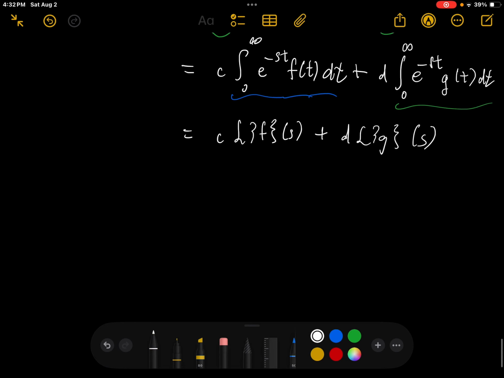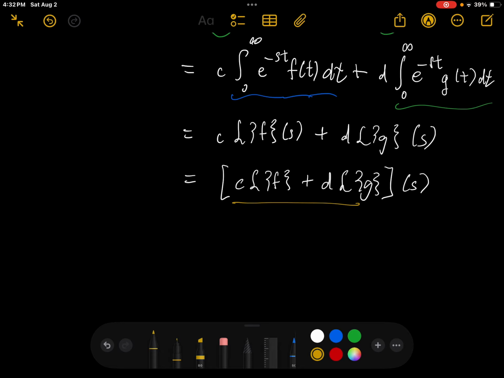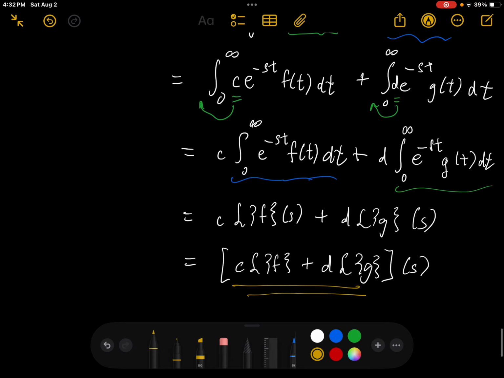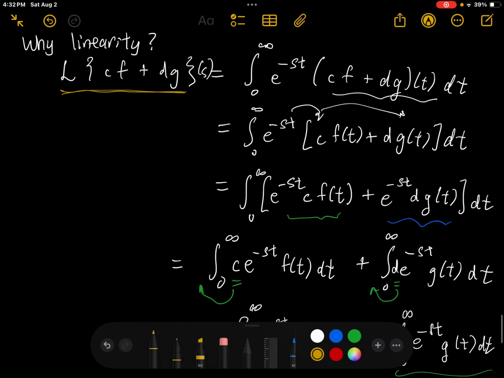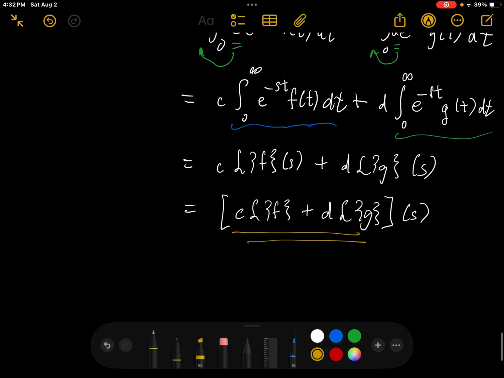Okay, maybe I'll just write out one more thing. This is what you get when you take the function c times the Laplace transform of f plus d times the Laplace transform of g and then plug in s. So you have these two functions, they do the same thing when you plug in s, and since they do the same thing no matter what you plug in, they have to be the same function. So the Laplace transform of cf plus dg equals c times the Laplace transform of f plus d times the Laplace transform of g.